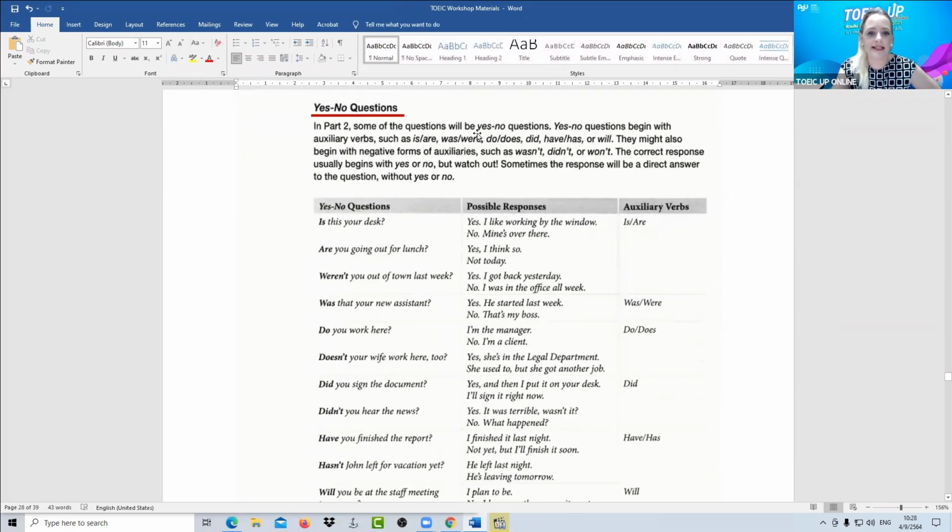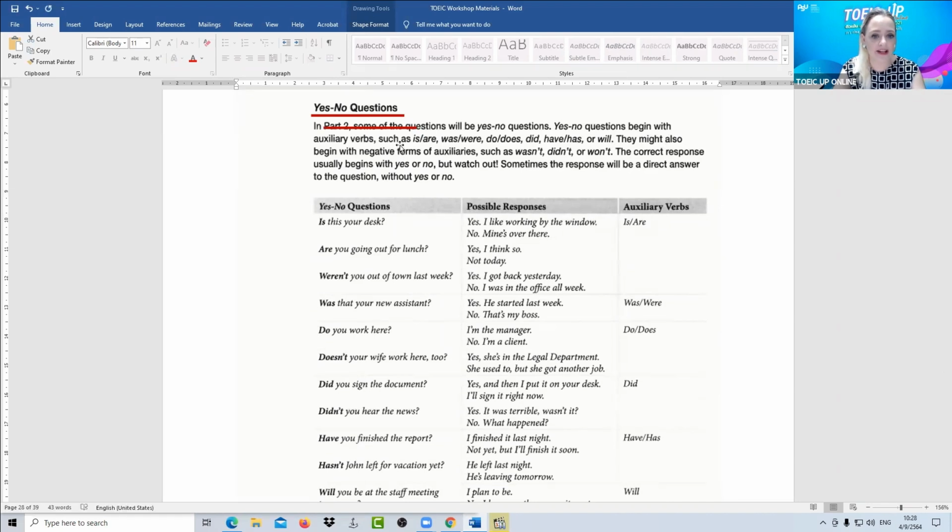In part 2, some of the questions will be yes/no questions. Yes/no questions begin with auxiliary verbs. So auxiliary verbs are is and are, was, were, do, does, did, have, has, or will. These are auxiliary verbs. And that is how yes/no questions start. So information questions: who, what, when, where, why, how, which, whose, right? Yes/no questions: is, are, was, were, do, does, did, have, has, or will. Okay, so that's what the question starts with.